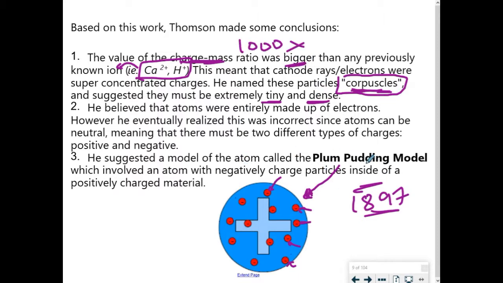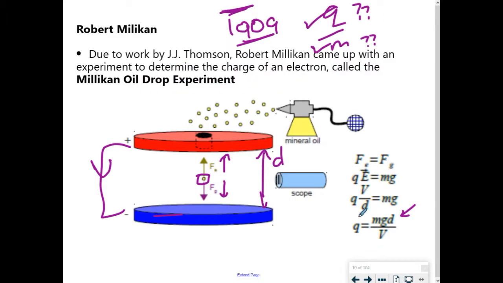Because of this, he suggests his new model, the plum pudding model. That plum pudding model is a good idea, the idea of subatomic particles, but he had no idea how big they were, because he could only get to a charge to mass ratio. Once Robert Millikan figures out how to solve for charge, as soon as you can plug charge into this equation up here, then you can solve for mass.